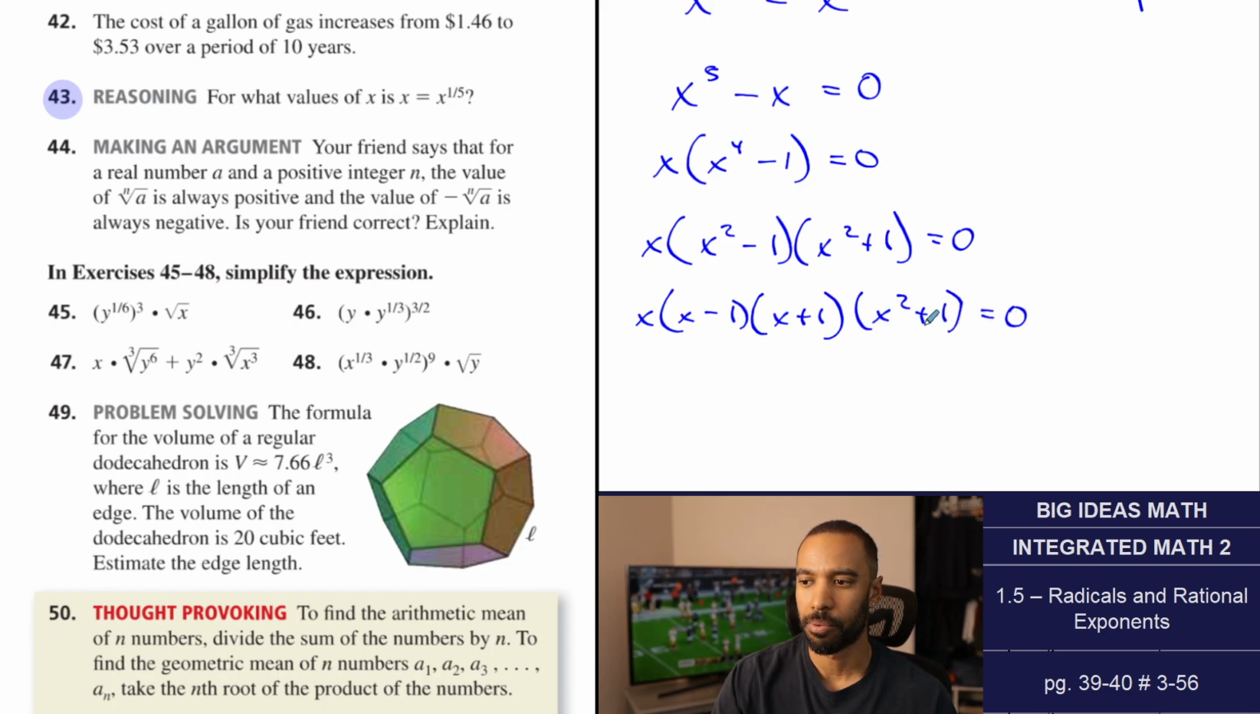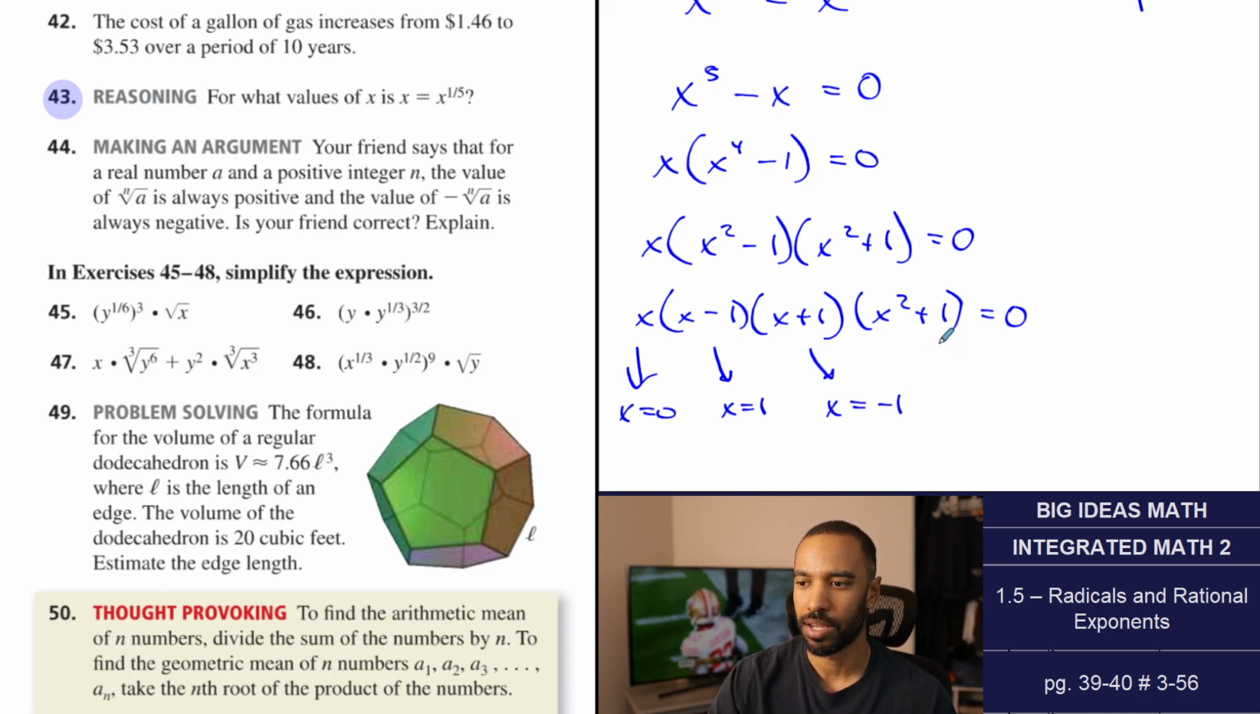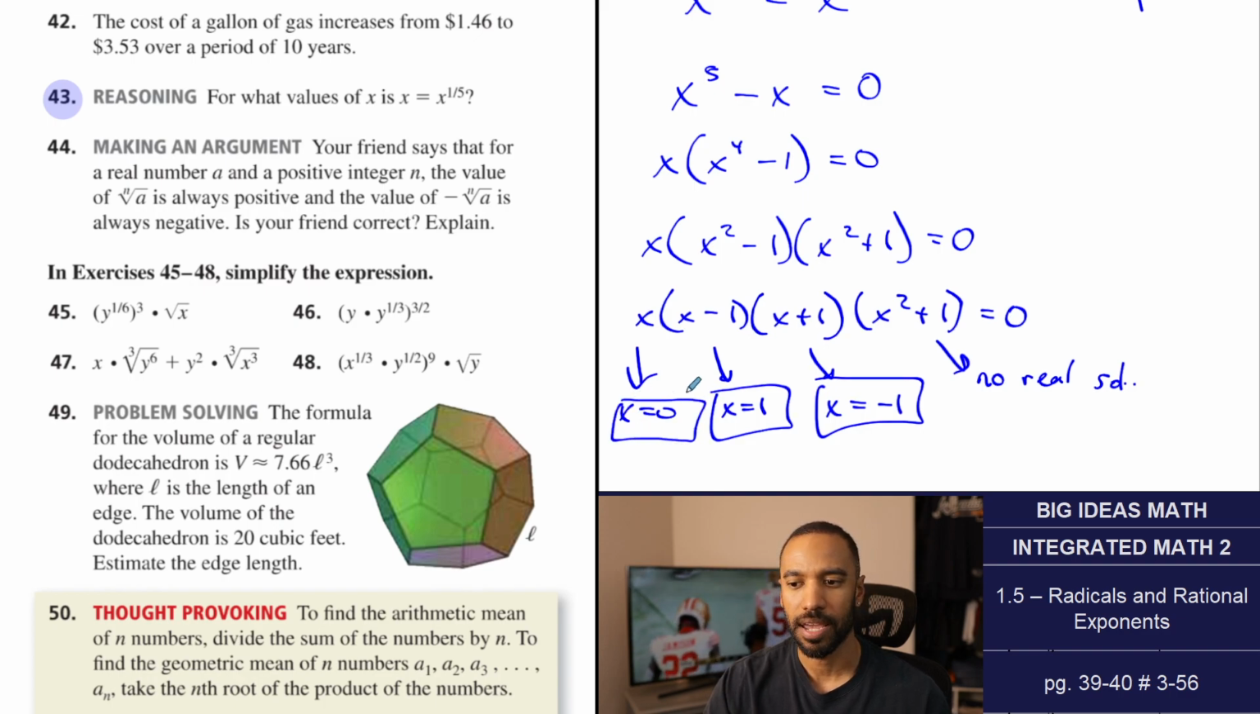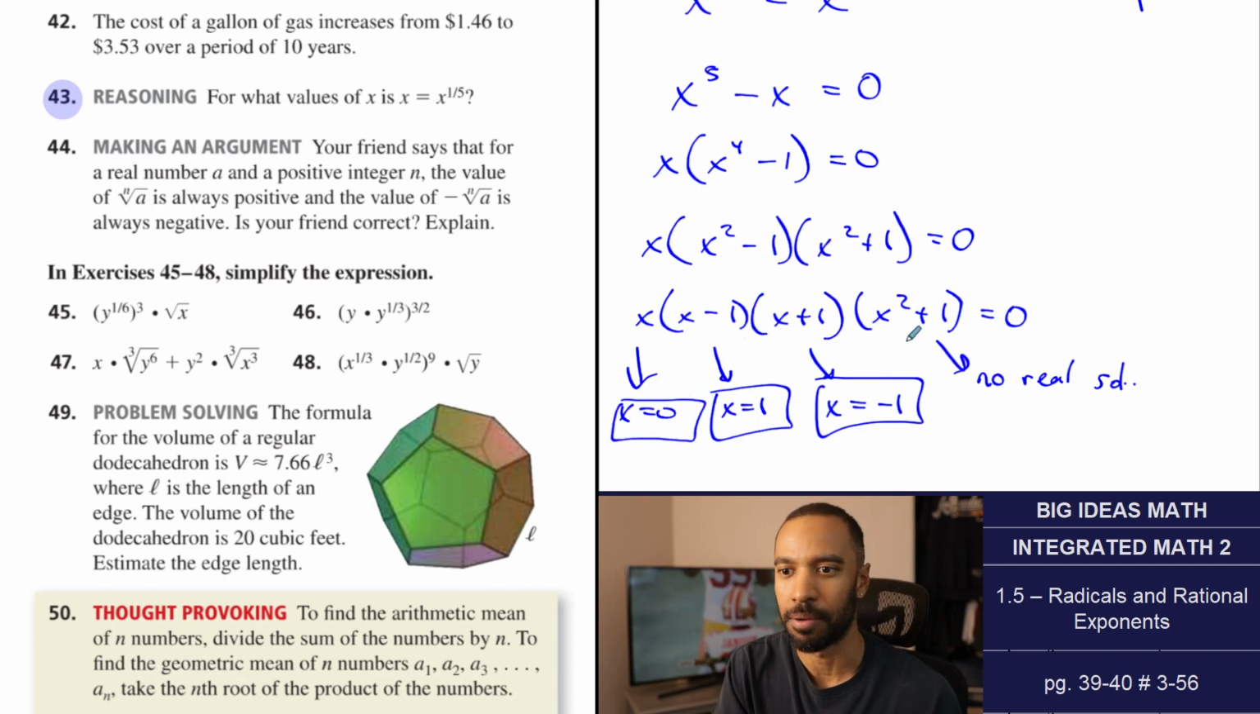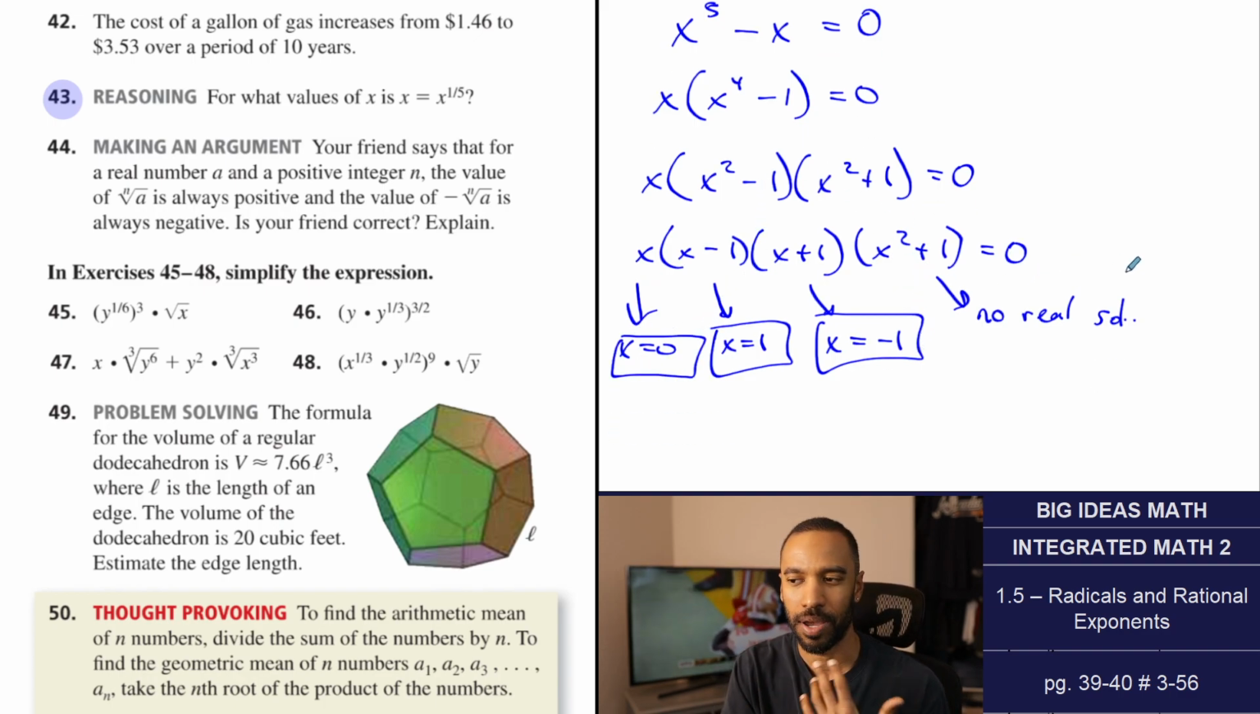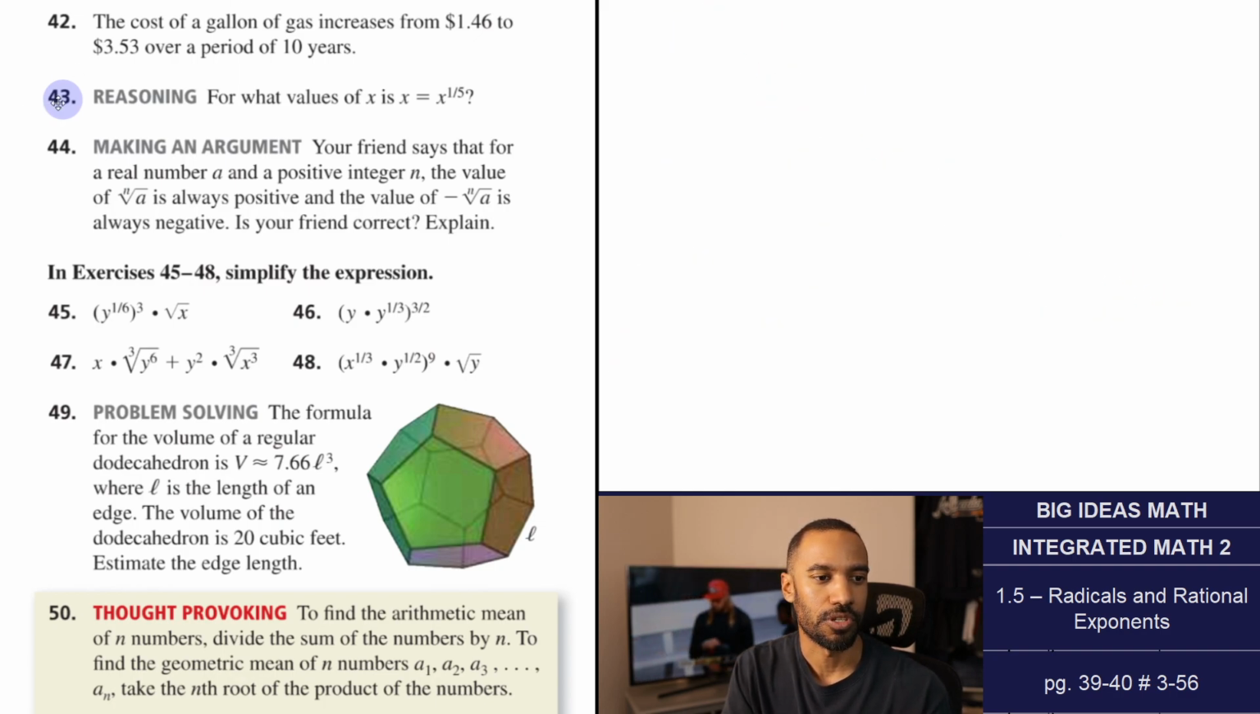And using the zero product property, x can either equal 0. If x minus 1 equals 0, then x equals 1. If x plus 1 equals 0, then x equals -1. And these are not real solutions. No real solution. So therefore it is those three. That's something algebraic that you probably don't know at this point. I am reasoning myself algebraically in a way that I know how to do. So yeah, just making sure those are the three answers, 0, 1, and -1.